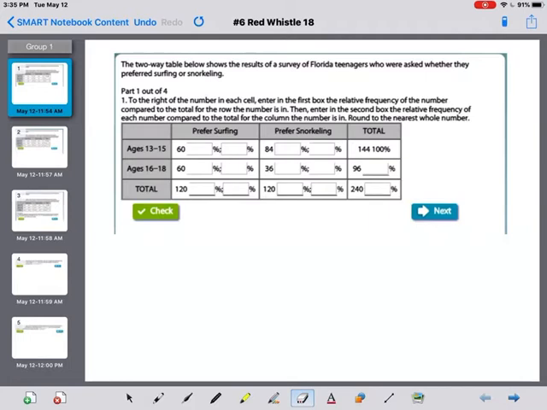So for number 1, it says to the right of the number in each cell, enter in the first box the relative frequency of the number compared to the total for the row the number is in. Then enter in the second box the relative frequency of each number compared to the total for the column the number is in, and round to the nearest whole number. So a lot of you would look at that and have no idea what to do. So I just want to break it apart for you to make it a little bit easier and give you a couple of examples.